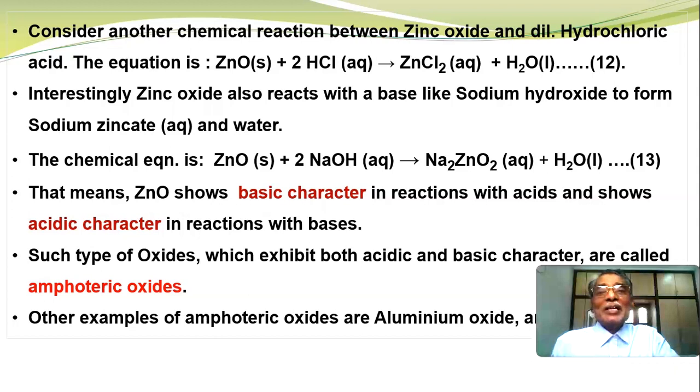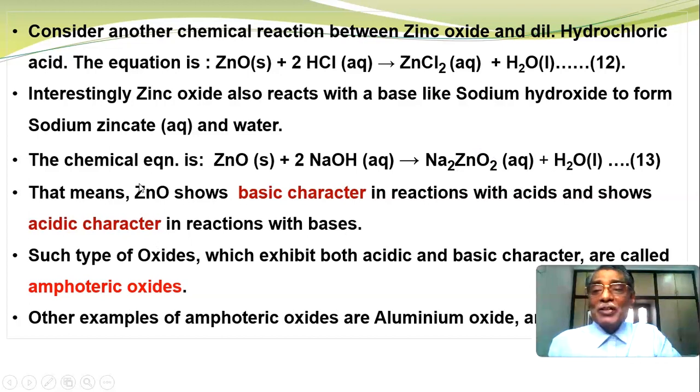Consider another chemical reaction between zinc oxide and dilute hydrochloric acid. The equation is ZnO + 2HCl gives ZnCl2 (aqueous) + H2O. Interestingly, this zinc oxide also reacts with a base like sodium hydroxide to form sodium zincate and water. The chemical equation is ZnO (solid) + 2NaOH (aqueous) gives rise to Na2ZnO2 (aqueous), that is sodium zincate, plus water.